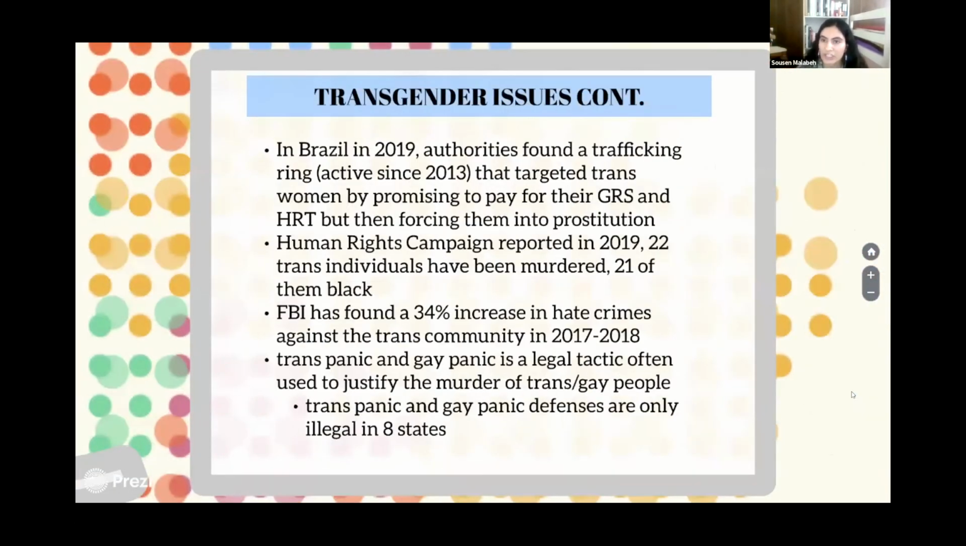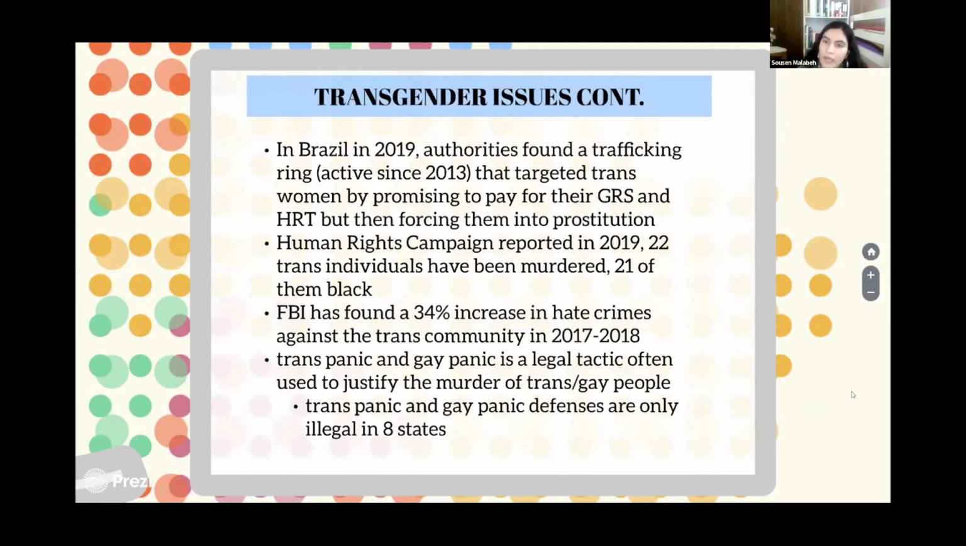This isn't just limited to the US. In Brazil in 2019, authorities in Sao Paulo found a trafficking ring that specifically targeted trans women and had been active since 2013. They would lure trans women in with promises of, again, paying for their hormone replacement therapy and gender reassignment surgery, and then force them into prostitution. When they cracked down on this brothel, they found 70-something women in there, but they believe there are way more women who have been in that brothel since 2013.